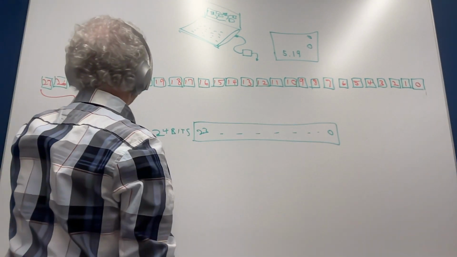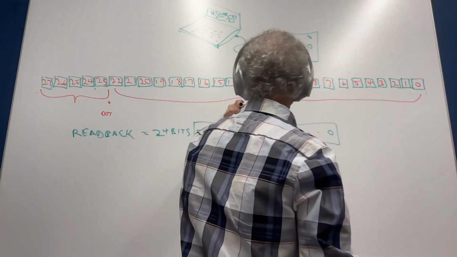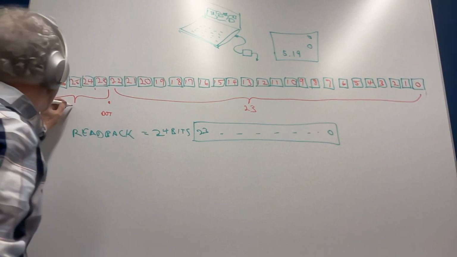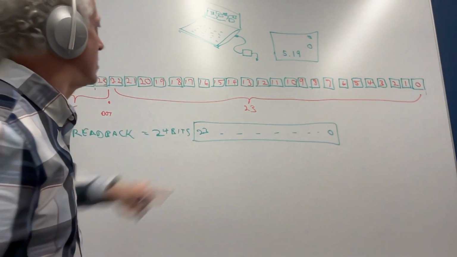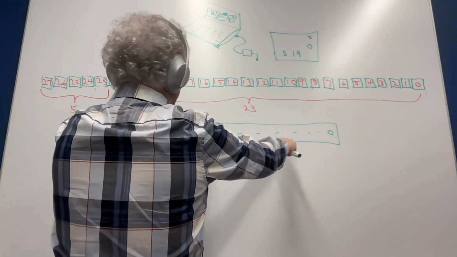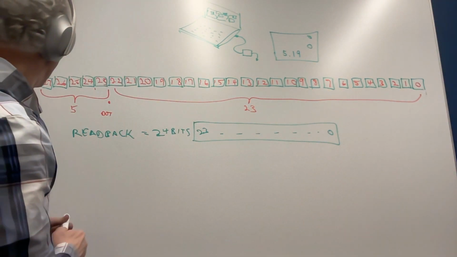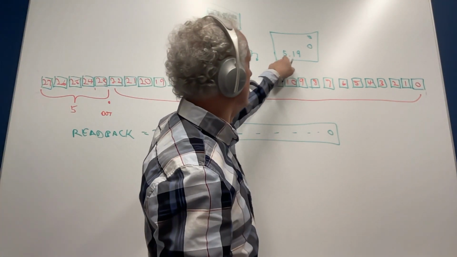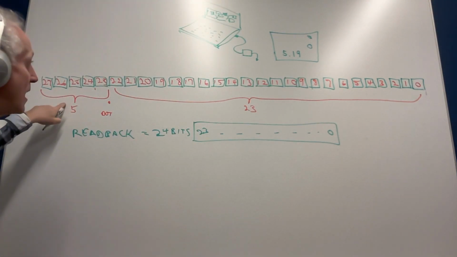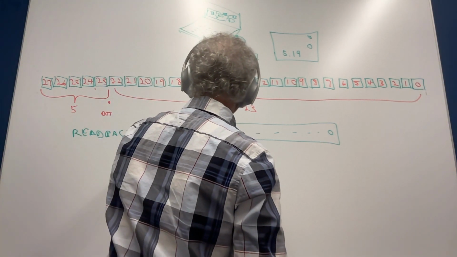So here's our 23. So we have a 5.23 number. Now we're going to have to transfer this into this 24-bit memory location. So what are we going to do? Since this is a 5.19, we're going to take this 5 and transfer it here. So we're going to take the whole 5.